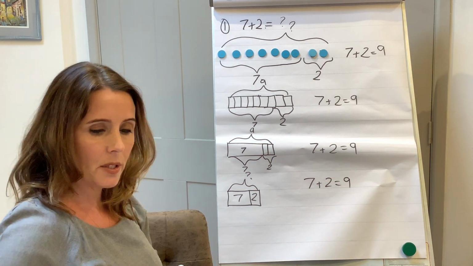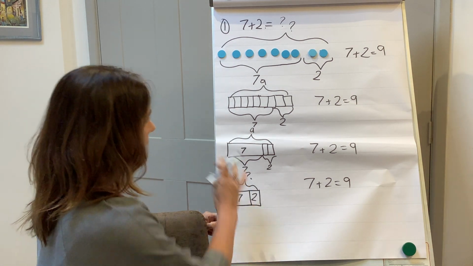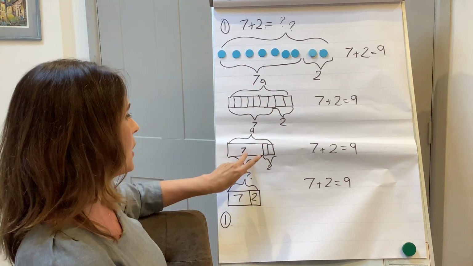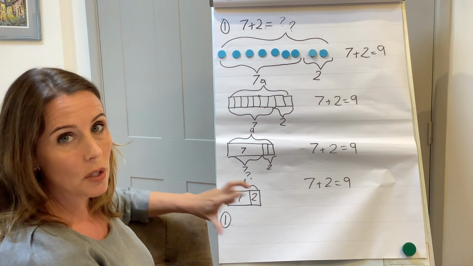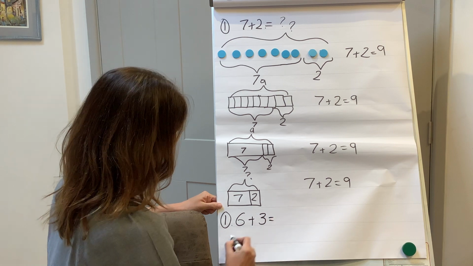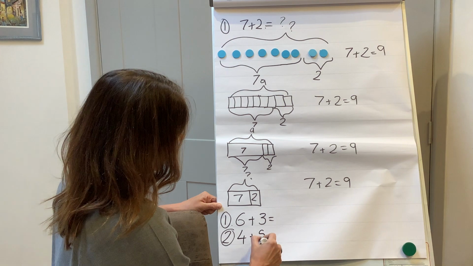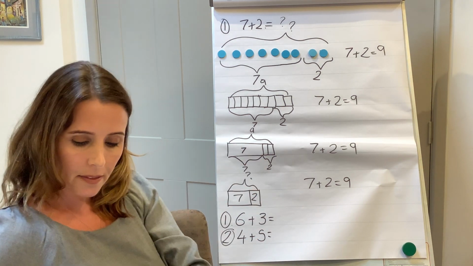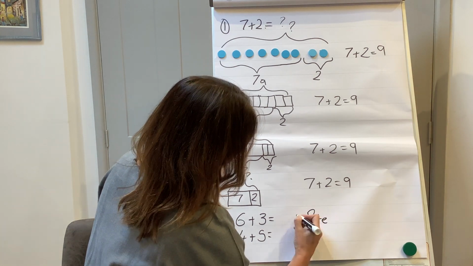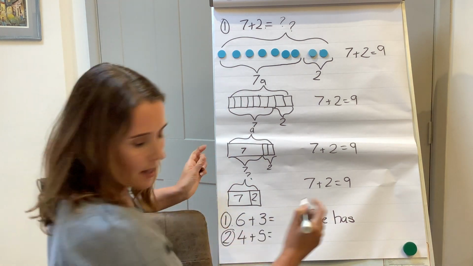So have a go at using that to complete these number sentences. So number 1, choose what you want to use. Use concrete objects, use a discrete, use a mixture of continuous and discrete, or use just continuous. So you've got 6 add 3. The second one is 4 add 5 is equal to. And next one, Pete has 6 cakes.